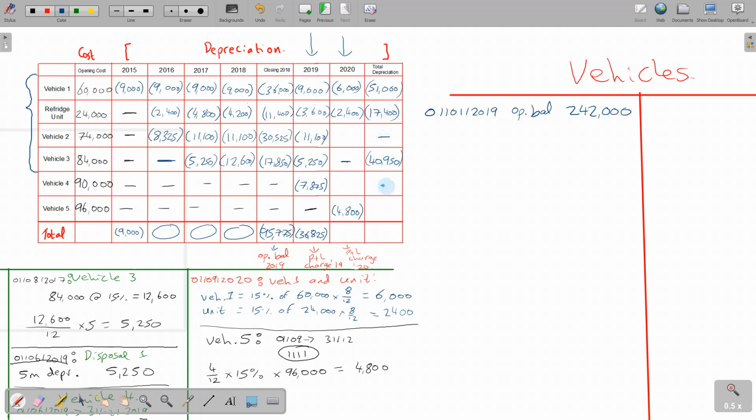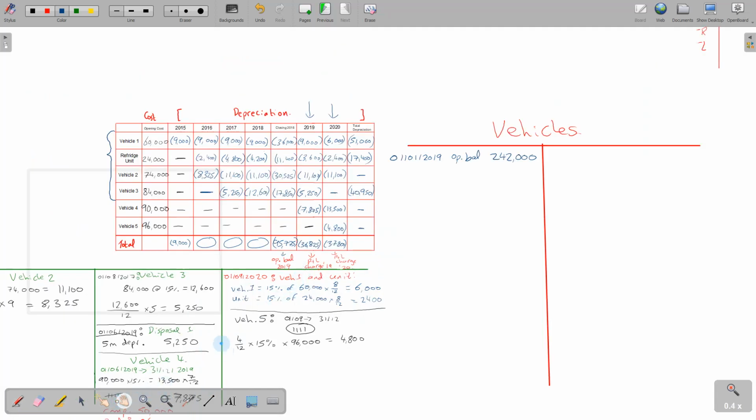We don't dispose of vehicle 2, and we don't obviously dispose of vehicle 4 or 5 because they're new. So it's a full year depreciation for vehicle 4. So 90,000 multiplied by 15% is 13,500. And 74,000 is 11,100 because it's the same every year. So what's the depreciation charge for 2020 that has to go to my P&L? 37,800. Perfect. So table is complete.